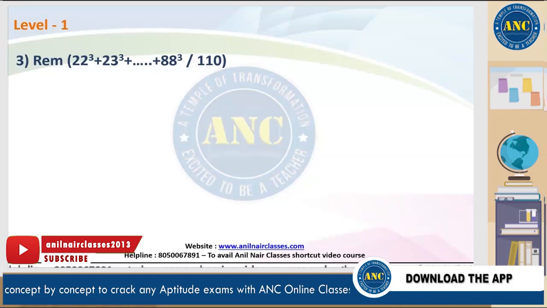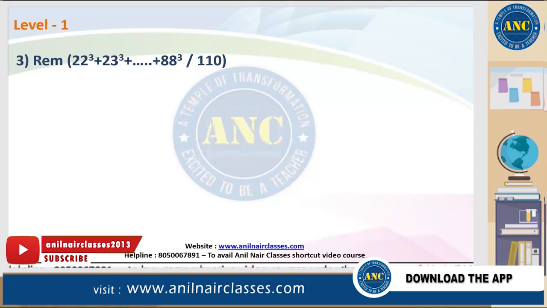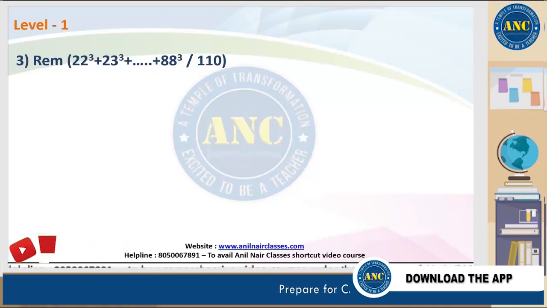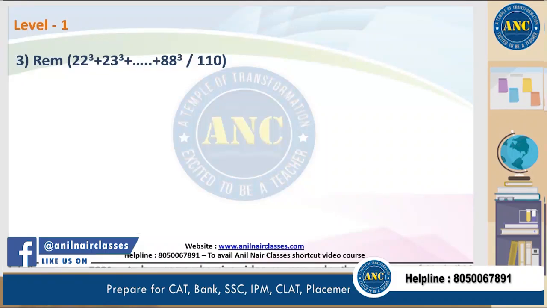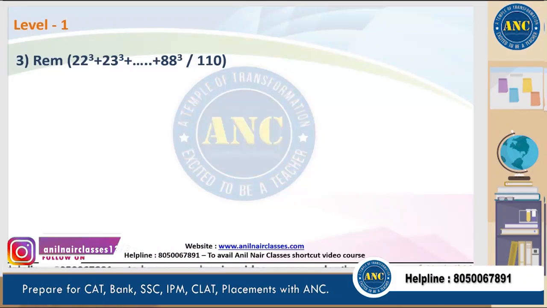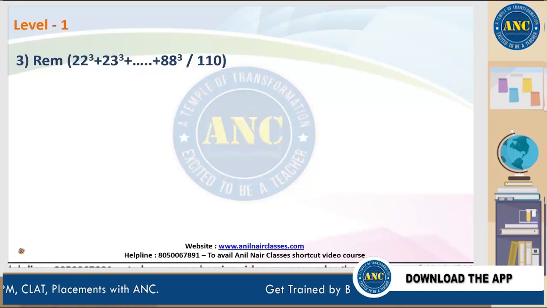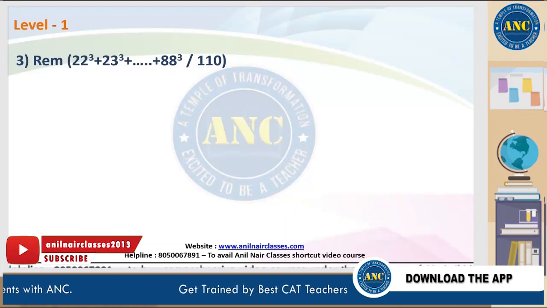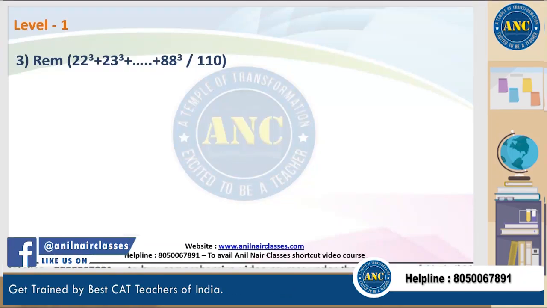Please tell me the answer for the third question. Remainder when 22 power 3, 23 power 3 and so on up to 88 power 3 is divided by 110.